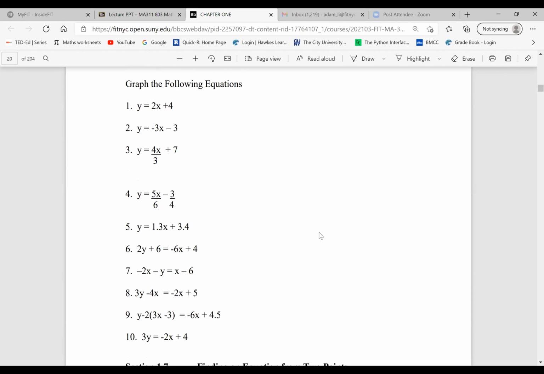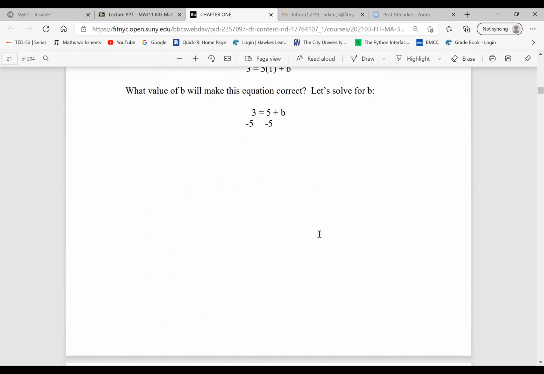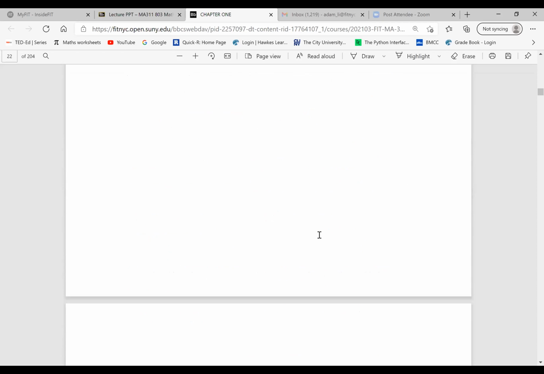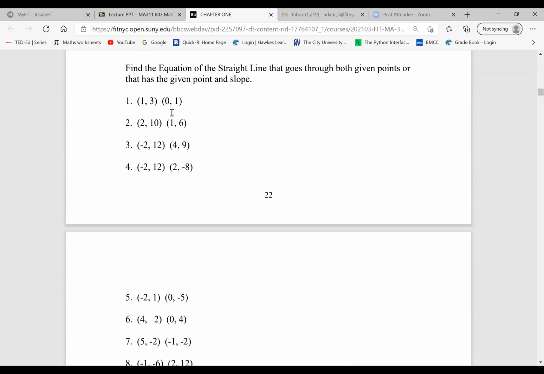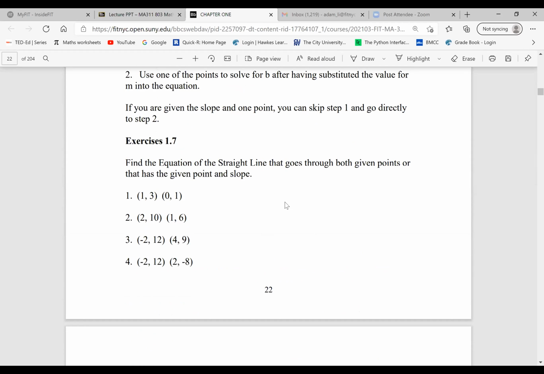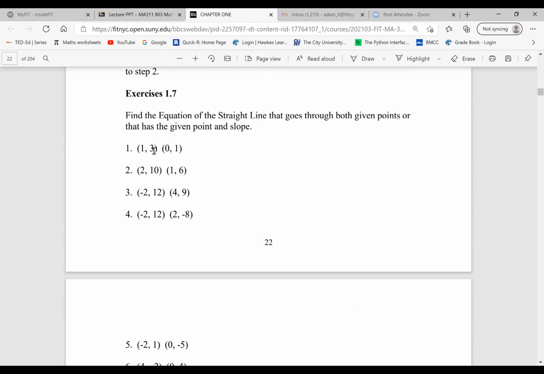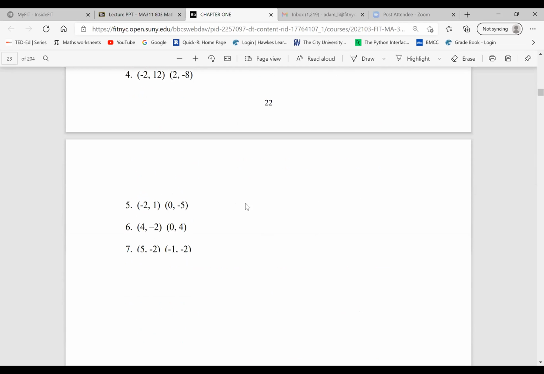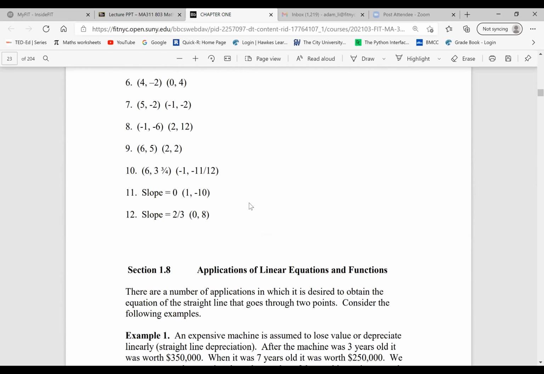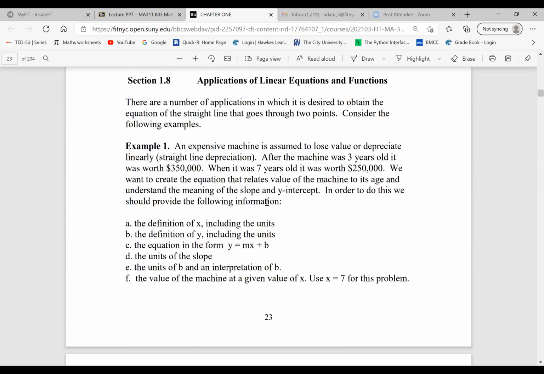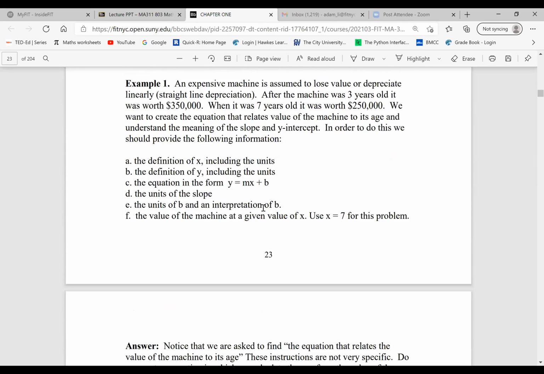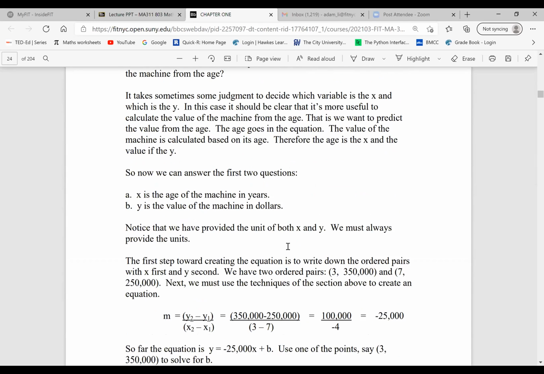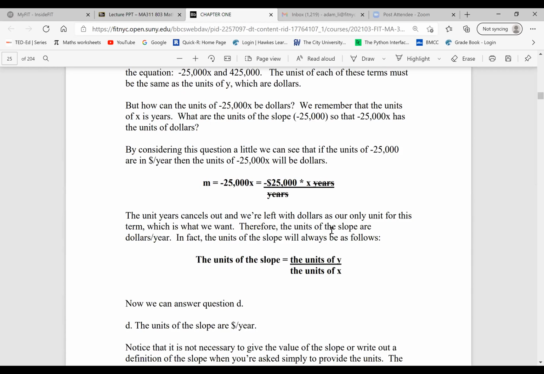All right, and let's look at 1.7. Okay, so you are given two ordered pairs. You want to graph it, right? Get a slope, find the y-intercept, and you go from there, right? Then you can easily find the equation of the line. Okay, I think this is also straightforward. I think let's focus on 1.8. There are some application problems here, which is fairly interesting.